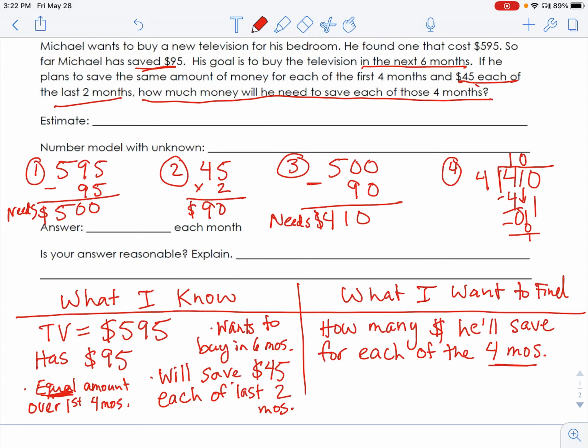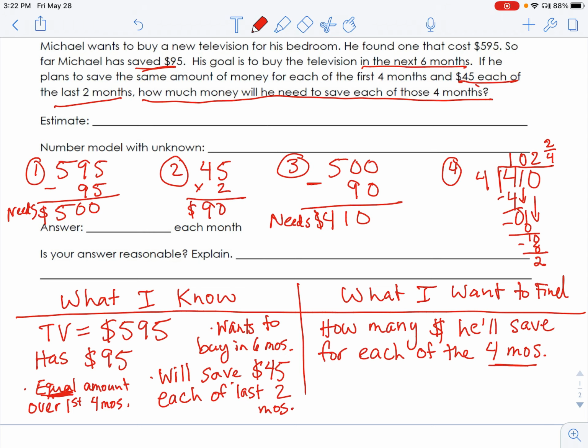Bring down the 1. 4 goes into 10 twice. And that gives us 8. So minus, let me get remainder 2. So you should have gotten 102 remainder 2. But I'm going to write that as a fraction, 102 and 2/4.